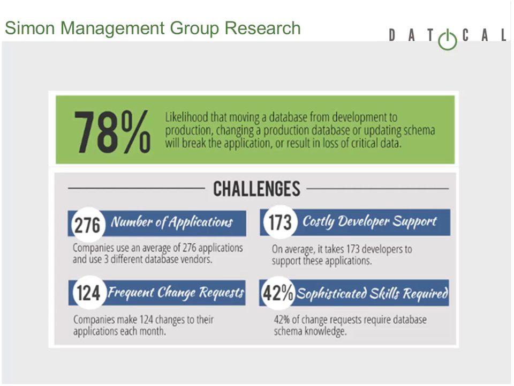One of the most startling things that we found is that of the people that we spoke to, they said that 78% of the time that they make a change to that database, either moving code from development to production, changing a production database, or updating the schema there, that will result in either the application breaking or a loss of critical data. Now that's pretty scary. When you think that almost 4 out of 5 times we make a change, we're in for some trouble. What we found out is that it goes a little bit deeper than that.